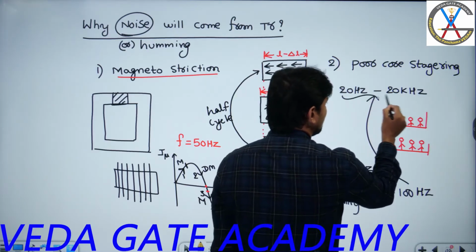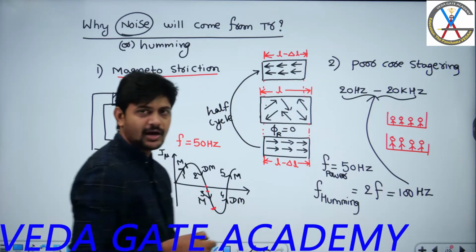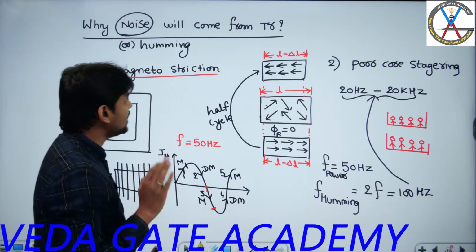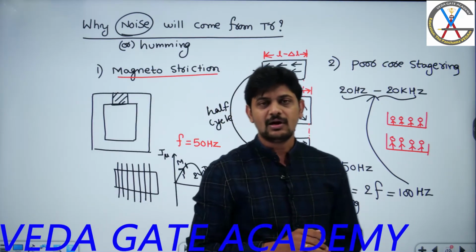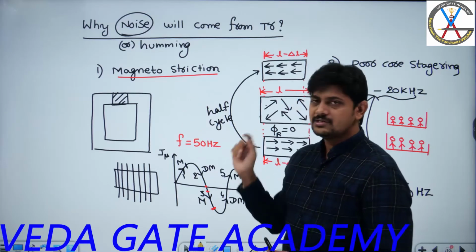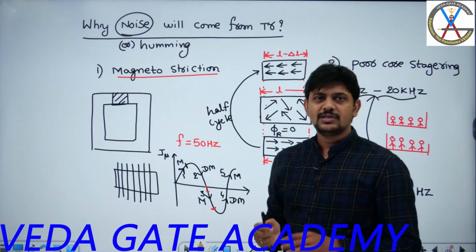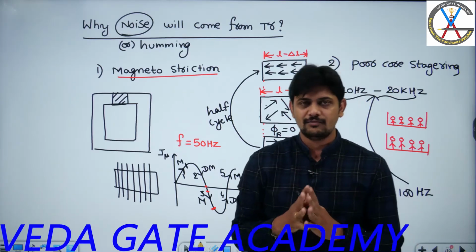It falls under the audible range, so obviously we are going to get humming or noise from the transformer. So the conclusion is, why will noise come in a given transformer? The reason behind the occurrence of noise is magnetostriction as well as poor core stacking. Okay, so this is a brief idea about the interview questions.